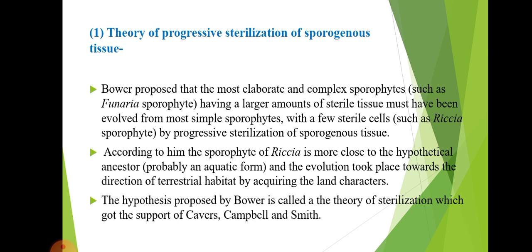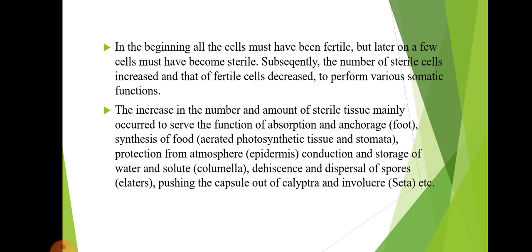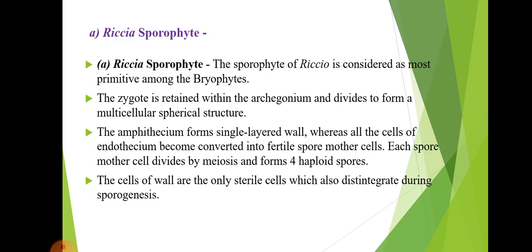We see the theory of progressive sterilization of sporogenous tissue. It is divided into so many types. One is the Riccia sporophyte. Already we have studied the Riccia sporophyte. The sporophyte of Riccia is considered as most primitive among the bryophytes.